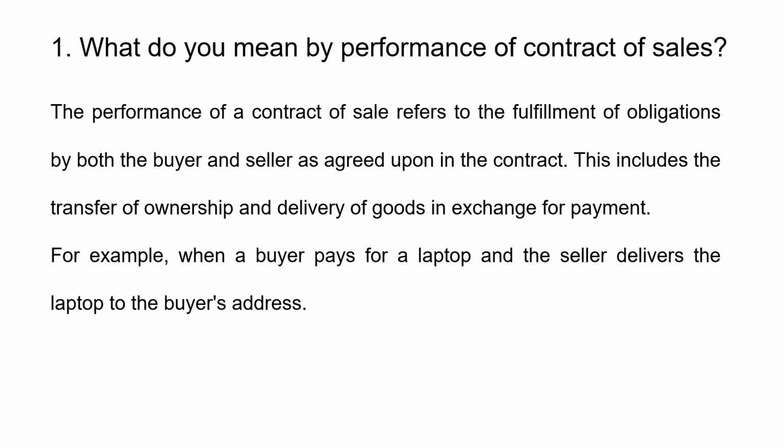The performance of a contract of sale refers to the fulfillment of obligations by both the buyer and seller as agreed upon in the contract. This includes the transfer of ownership and delivery of goods in exchange for payment. For example, when a buyer pays for a laptop and the seller delivers the laptop to the buyer's address.